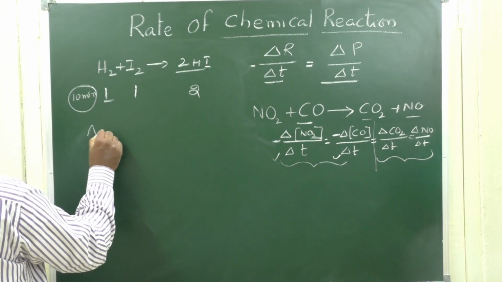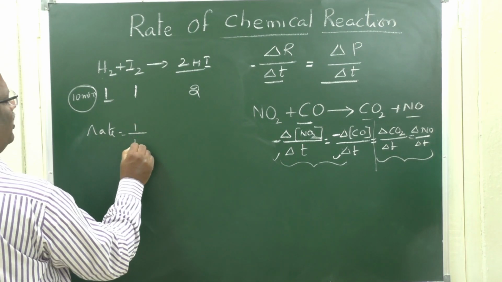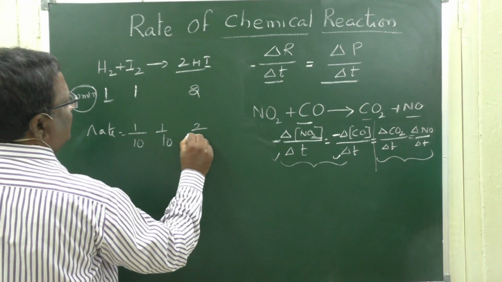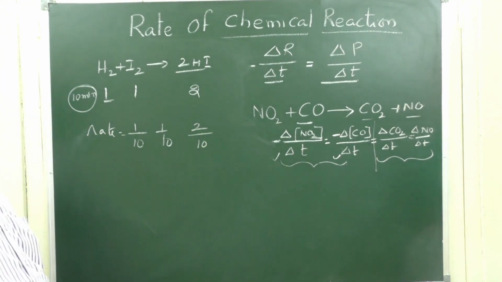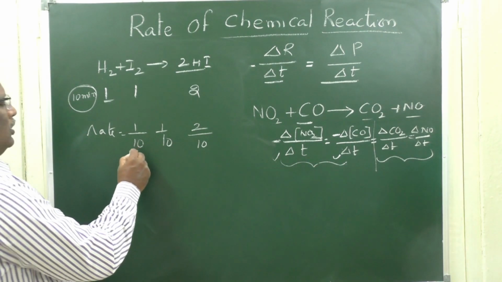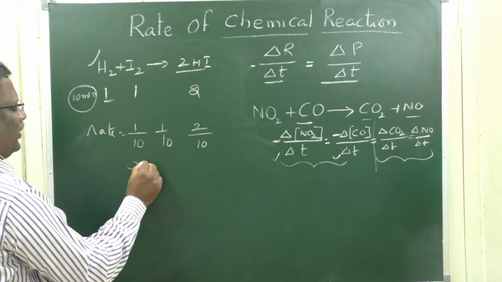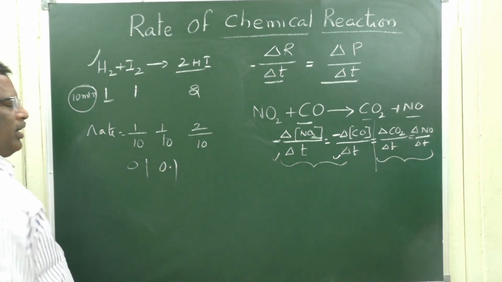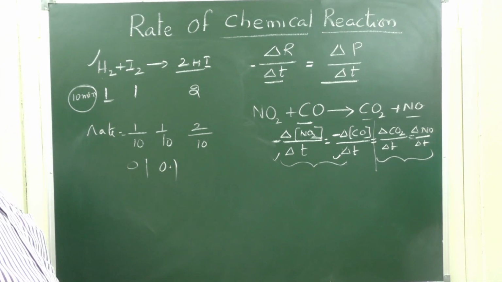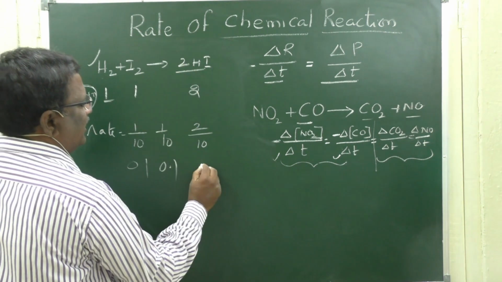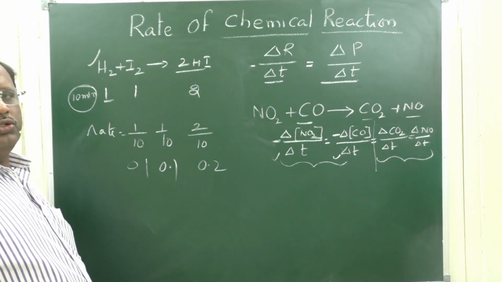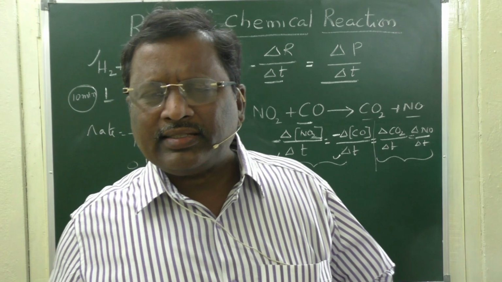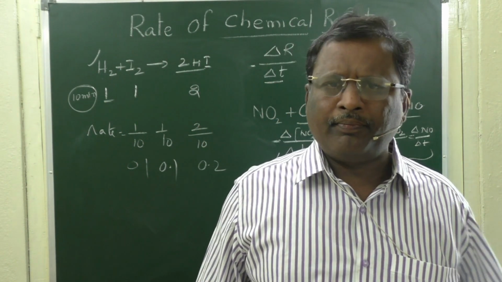So, rate, if you write like this, with respect to I2 it is 1 by 10, and with respect to HI it is going to be 2 by 10. So, if you observe, with respect to I2 the rate is 0.1 mole per minute, whereas with respect to HI, the rate is 0.2 moles. So, it is not correct. The rate is constant, the rate is same.